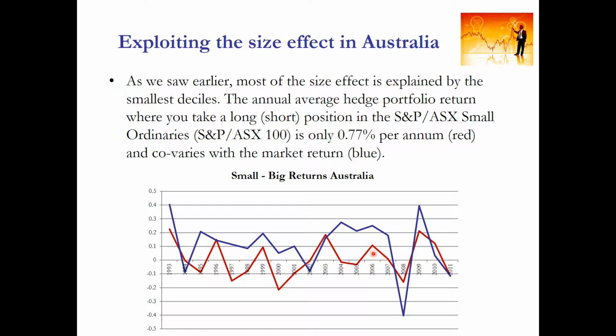Here we have looked at the returns of the ASX 100 versus the Small Ordinaries index. If we look at these returns across time, we see that they follow each other quite closely, and the return difference across time on average is very close to zero. You can see it hovers around zero. The return difference is 0.77% per annum on average, which is statistically not different from zero.